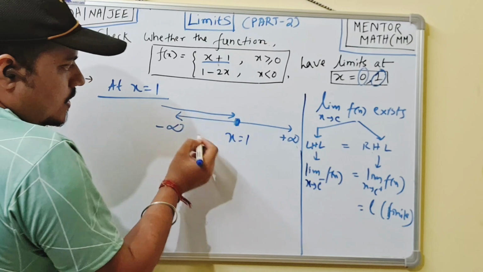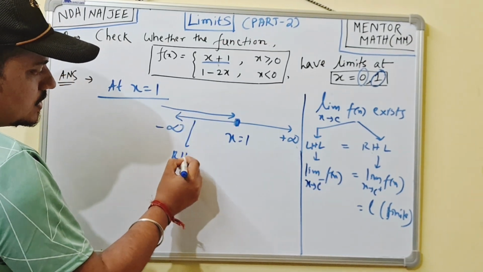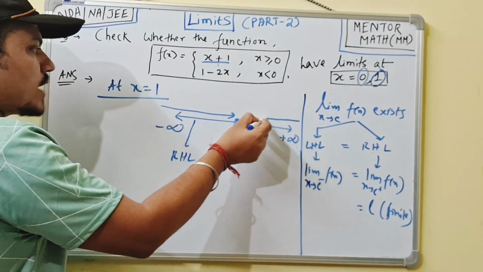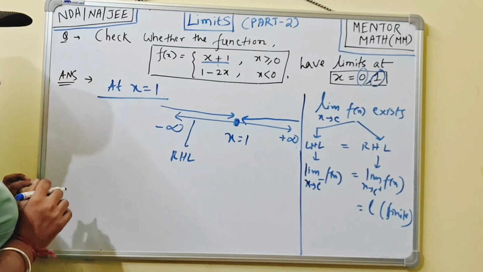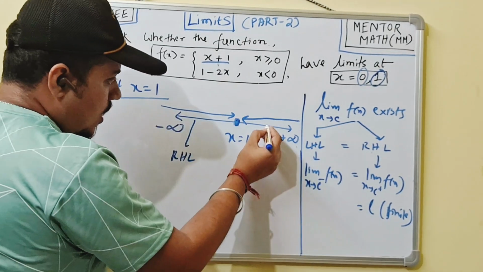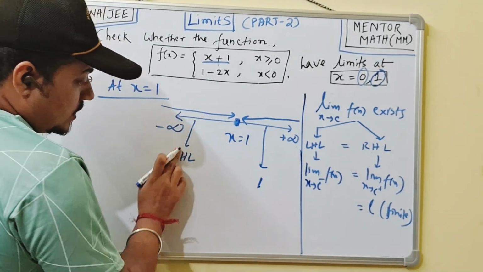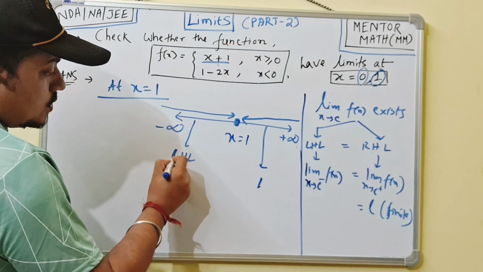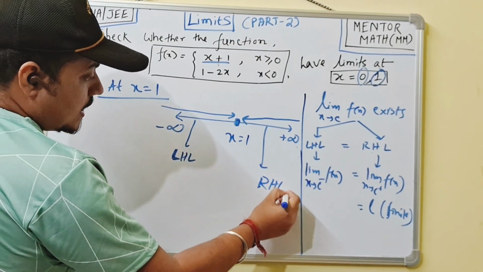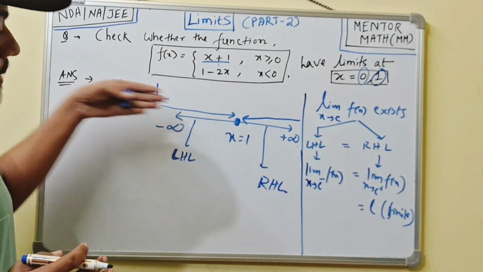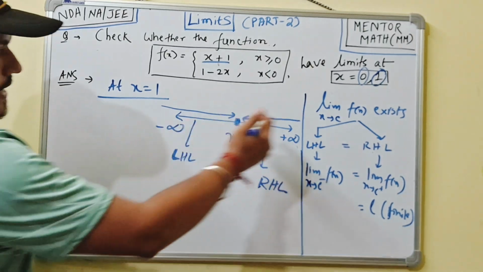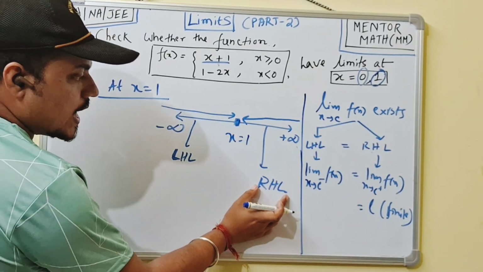And similarly, this is your left hand limit, obviously the left side, and when it comes to the right hand side, approaching that point, roughly thinking, this is your left hand limit, and this is your right hand limit. It comes from the left hand side, that's why it is the left hand limit, and it comes from the right hand side, that is your right hand limit.